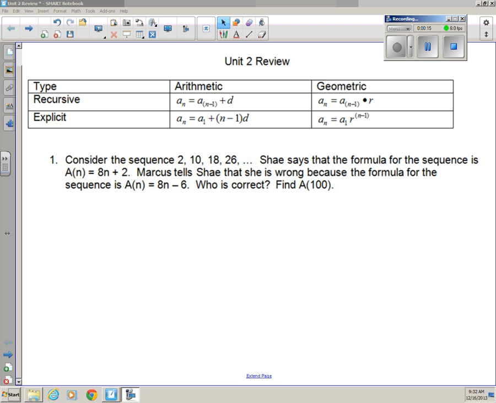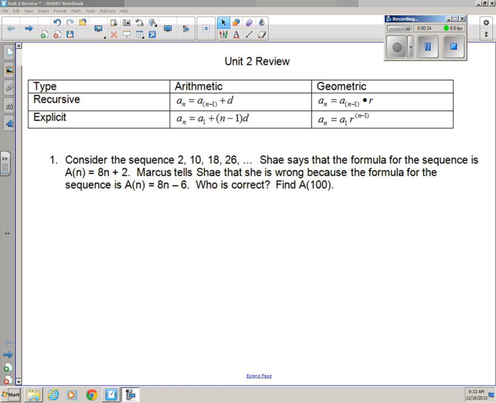So first question, consider the sequence 2, 10, 18, 26. Shay says that the formula for the sequence is a of n equals 8n plus 2. Marcus tells Shay that she's wrong because the formula for the sequence is a of n equals 8n minus 6. Who's correct? And then find a of 100.